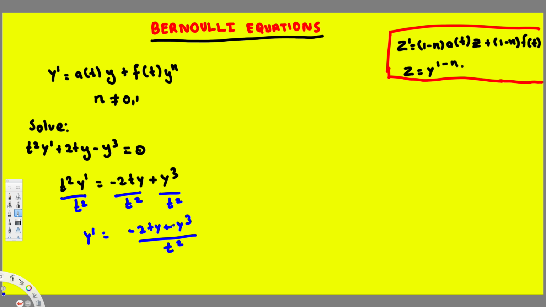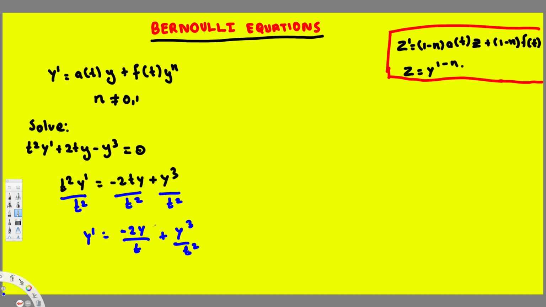And we can also simplify this one, right? Instead of writing like this, we can just simplify, like we can cancel this t, and that's going to give us minus 2y over t plus y cube over t square.